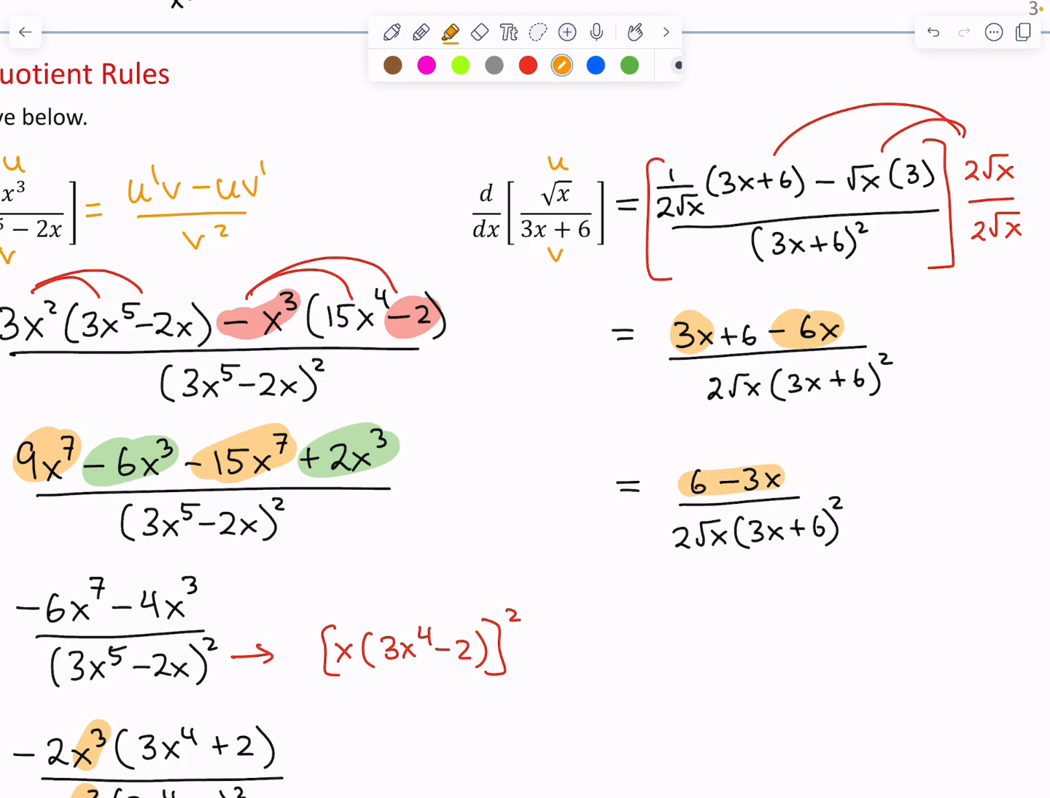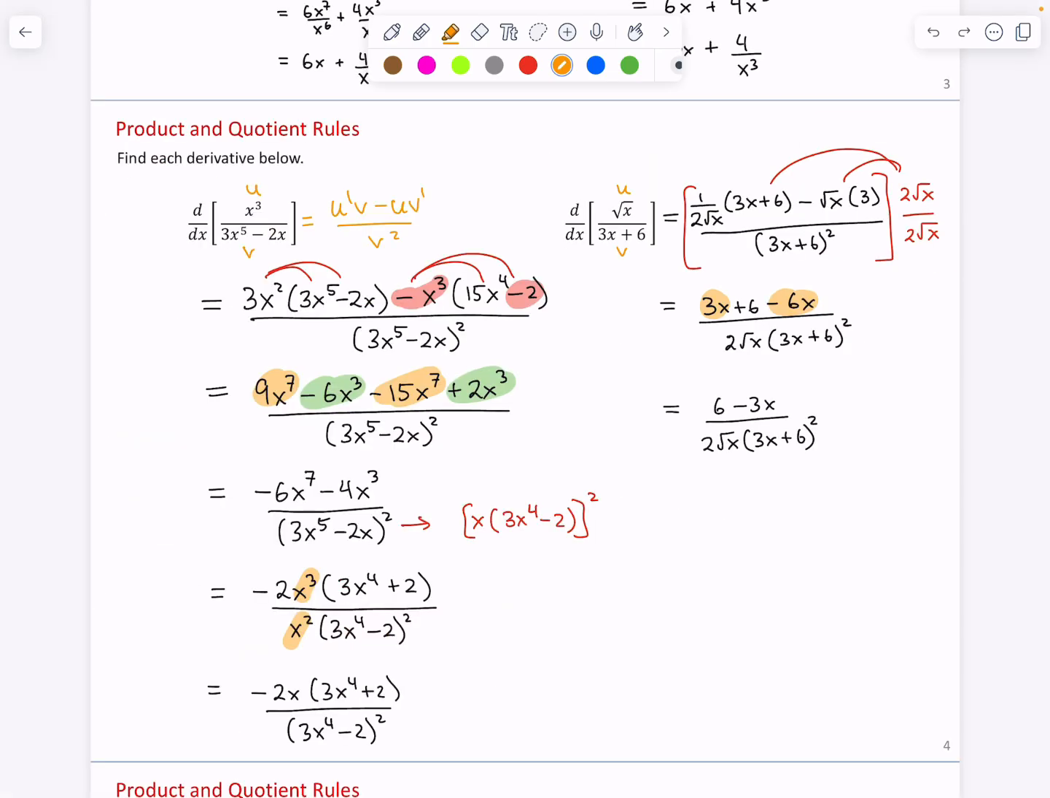Be careful you do not cancel these because they are not the same. And this is a good place to leave our answer. It's a non-complex fraction. Okay, moving on to the next page.